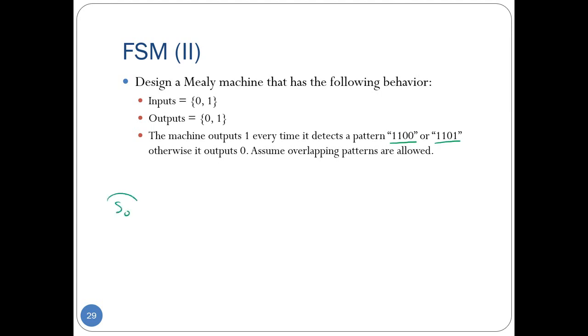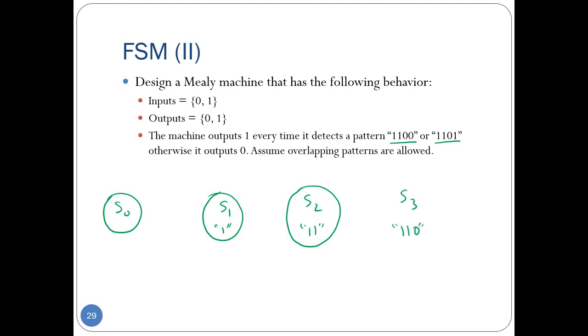Let's say S0 is our starting state where the machine is just starting, we have not seen anything. Let's say S1 is the state where we have seen the first 1 in the pattern. Let's say S2 is the state where we have seen the first two 1s in the pattern. And let's say S3 is the state where we have seen the first 3 bits, 110, in the pattern.